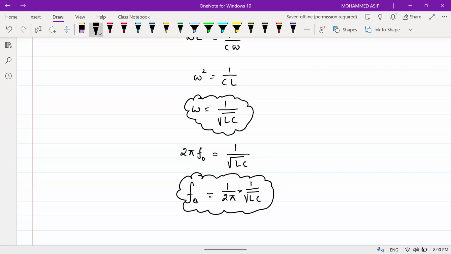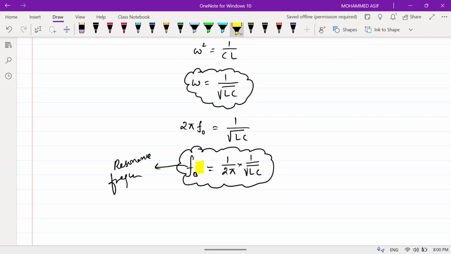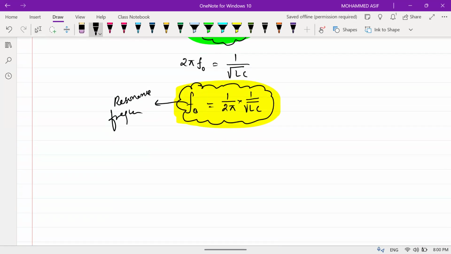So this is your resonant frequency formula: 1 by 2 pi into the square root of L into C. This frequency is known as the resonance frequency. So what is the resonance frequency? f naught is equal to 1 by 2 pi square root of LC. And the angular frequency formula is 1 by the square root of LC. So at resonance, impedance will be equal to your R. In this case, the impedance will be minimum.